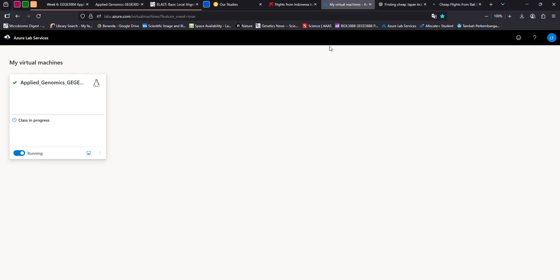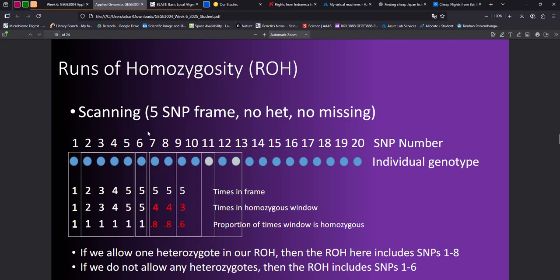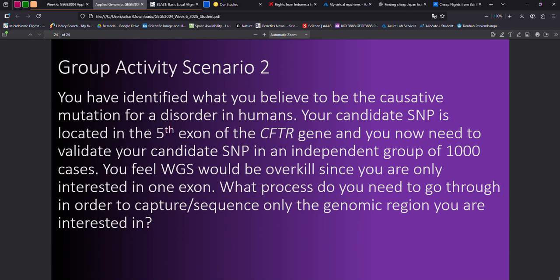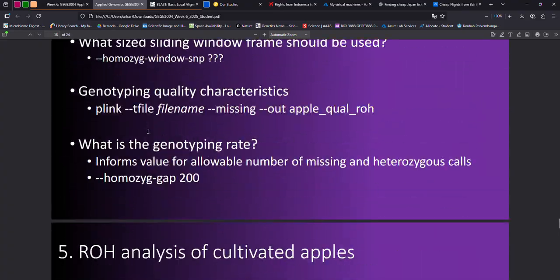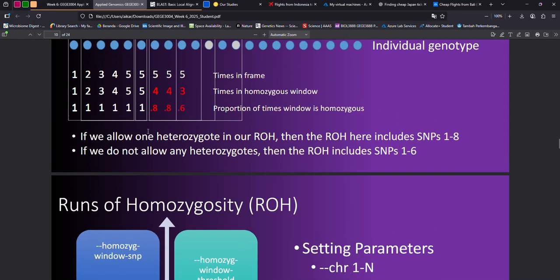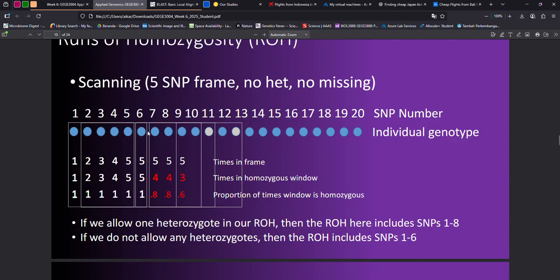So if we follow this pattern until the 6th SNP, we have 2, 2, and 2 again. How many times in the frame? It's been in 2 frames. Times in a homozygous window? Both times it was in a homozygous window, so it gets a 2. And then the proportion of times the window is homozygous is 1, like 1 out of 1, or 2 out of 2, right? If we keep following this until the 6th frame, the 6th SNP, the window size is still 5. Really no difference between SNP 5 and SNP 6, yet.